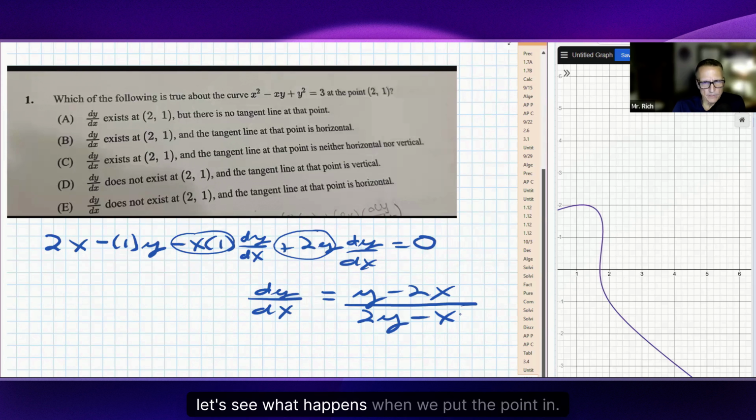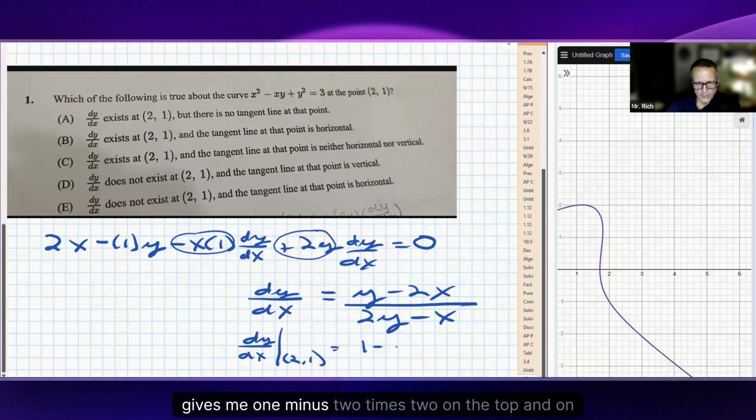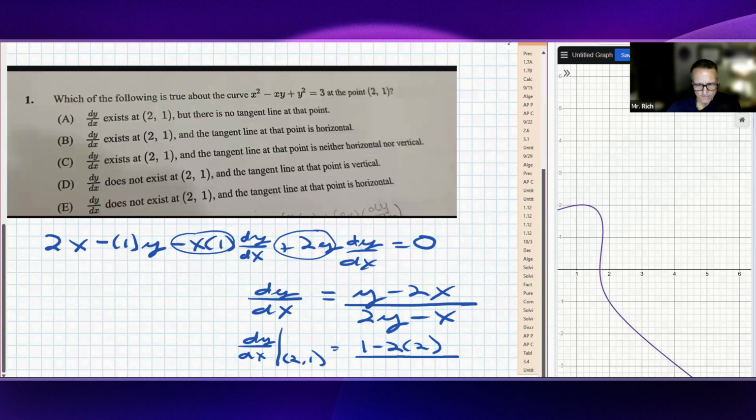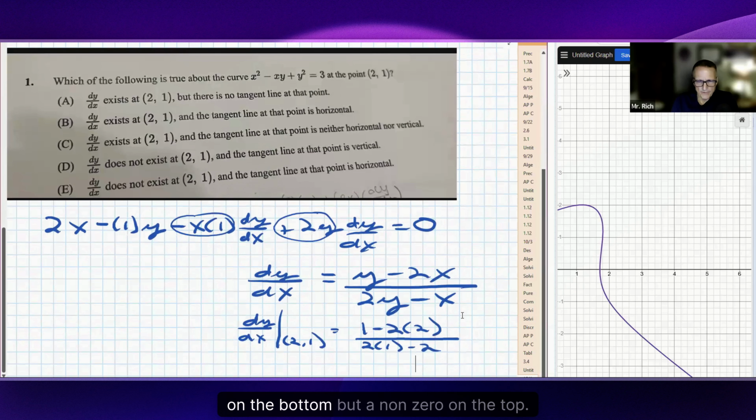Well, let's see what happens when we put the point in. Let's evaluate and see what happens. Evaluating this derivative at the point (2, 1) gives me 1 minus 2 times 2 on the top, and on the bottom gives me 2 times 1 minus 2. Well, what does that give me? That gives me 0 on the bottom, but a non-zero on the top. I've got -3 over 0.